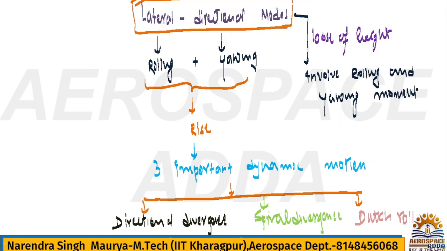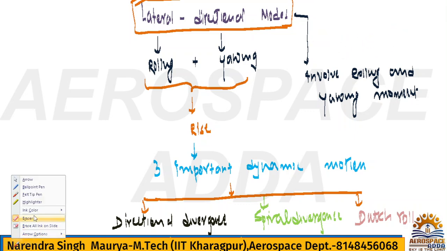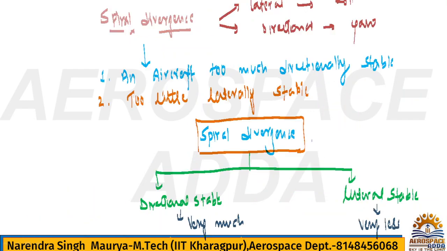Okay, loss of height. Sorry, here I should not write, I think I have to write here. So once spiral divergence comes into the picture, always remember, because this is a 1 mark question. Okay, so you need to remember, once spiral divergence is there, then there is a loss of altitude. Why is there a loss of altitude?